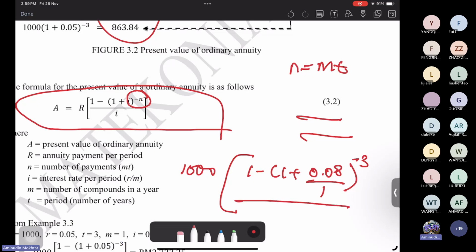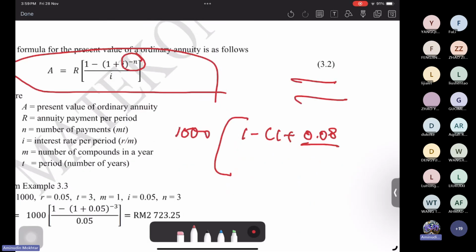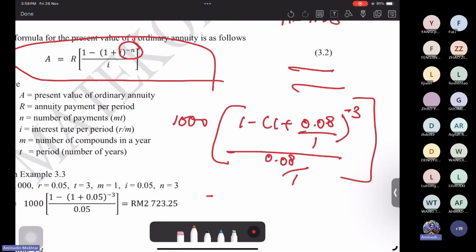divide by i, which is 0.08 divided by 1. You just finish the calculation. The answer is, after year 3, at the end of the period, this amount of money will go to 2,723.23. That is the present value of annuity.